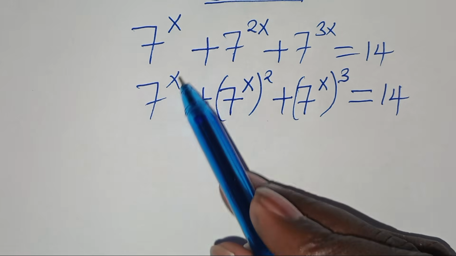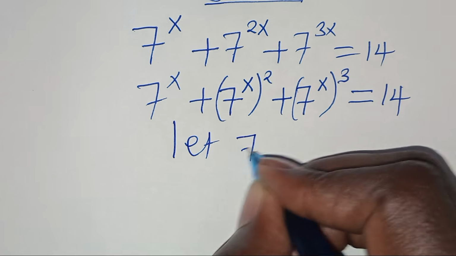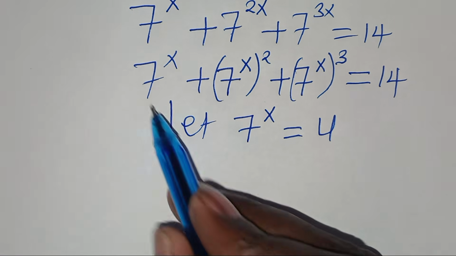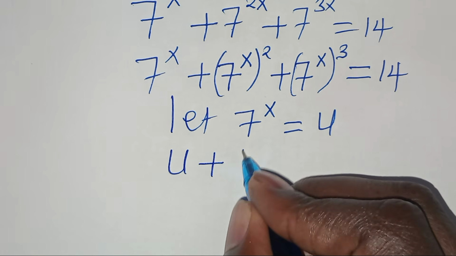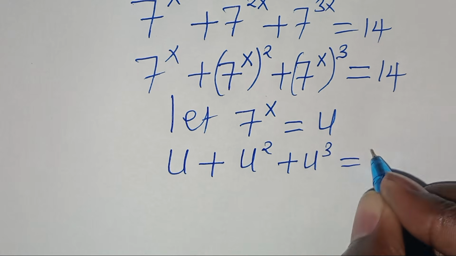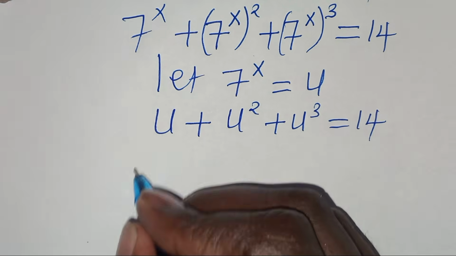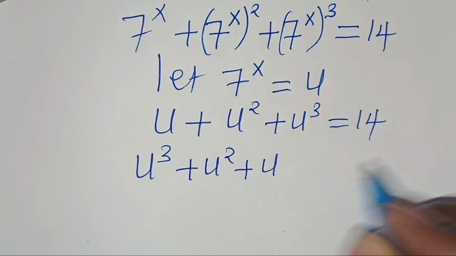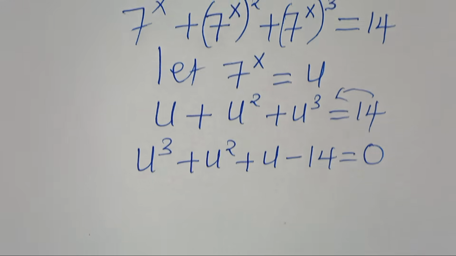Now, since we have 7 to the power of x is common here, we can let 7 to the power of x be equal to u. Now let's express this equation in terms of u, so that we have u plus u to the power of 2 plus u to the power of 3. This is equal to 14. The next step is that we have u to the power of 3 plus u to the power of 2 plus u. Let's take 14 on the left hand side, so minus 14. This is equal to 0.